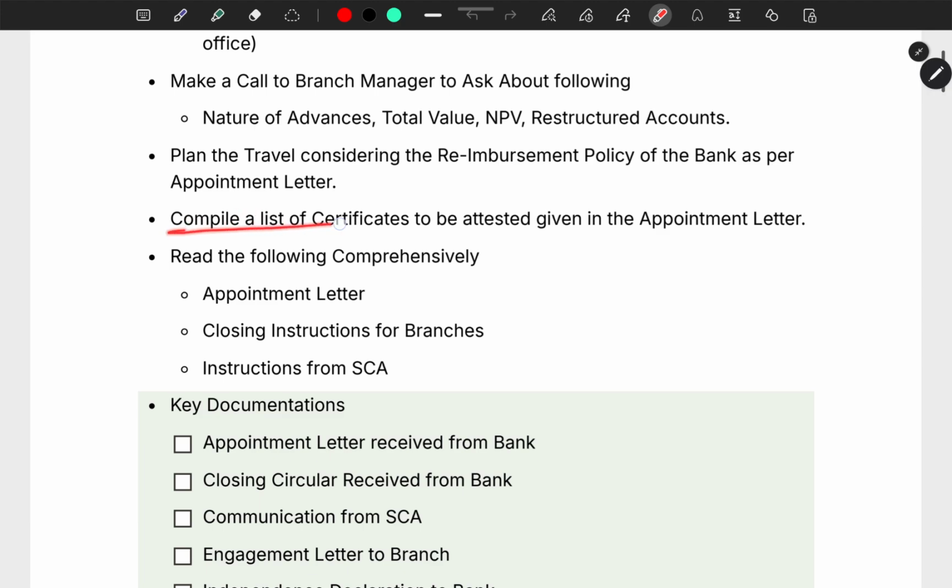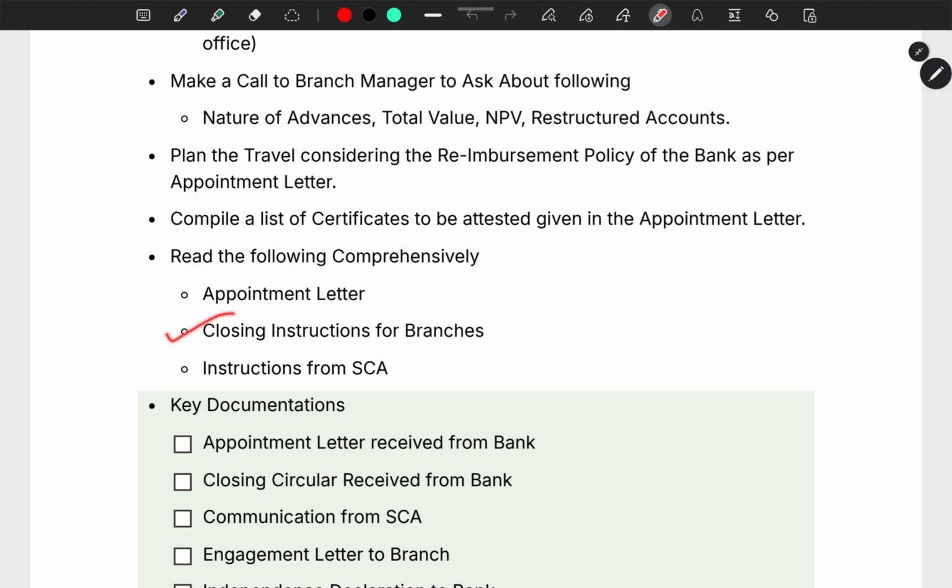Then what you have to do is compile a list of the certificates to be attested given the appointment letter. You do not have to sign anything which is not given in the appointment letter, and therefore you have to compile a list of certificates. That's something you want to do. And for this you need to first do a few things. First you read the appointment letter thoroughly, you respond to it after you read it thoroughly.